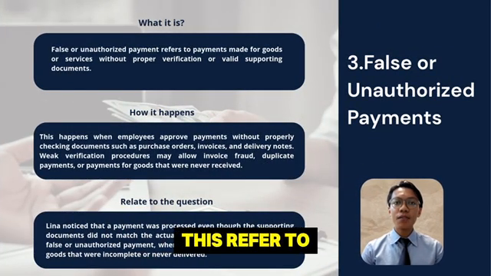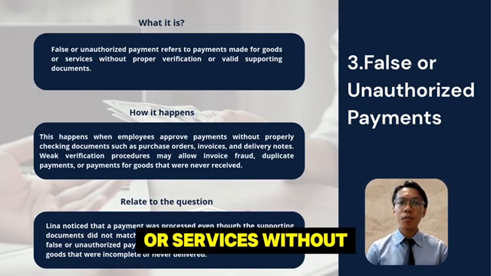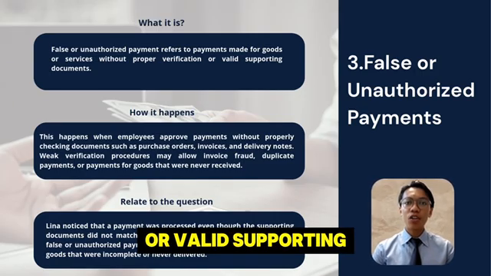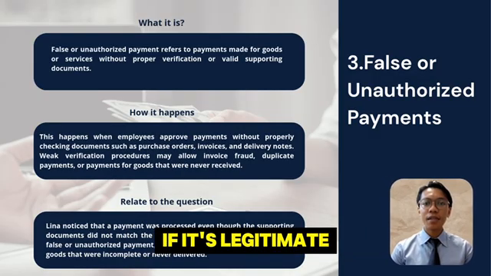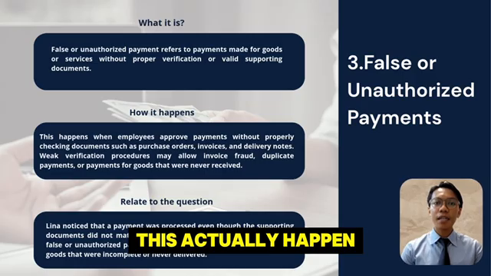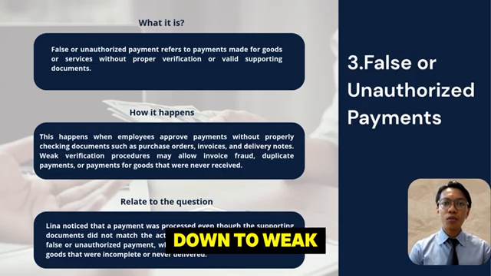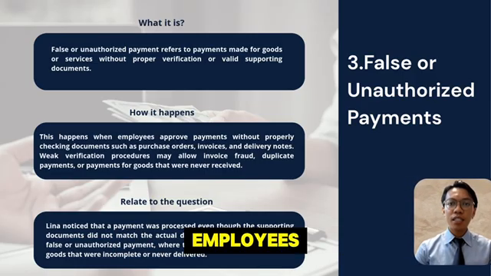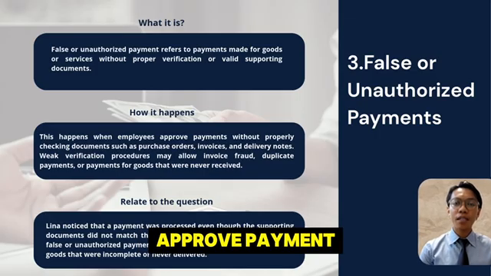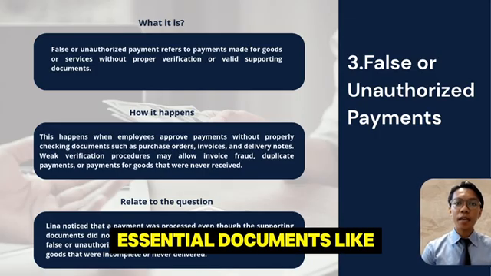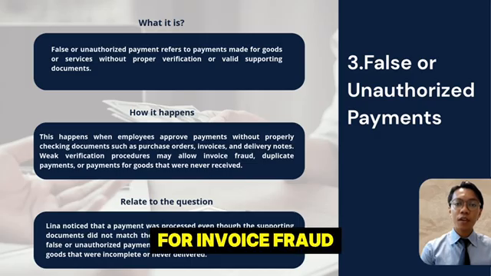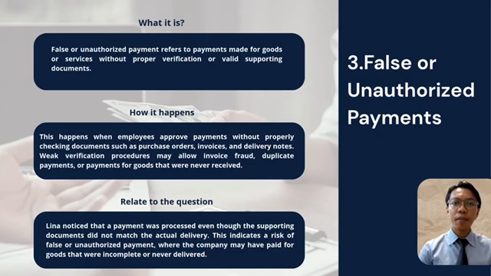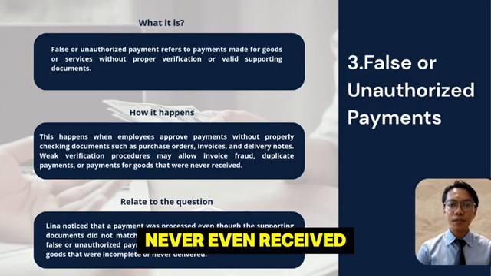In simple terms, this refers to any payment made for goods or services without proper verification or valid supporting documents. It's basically sending money out the door without double checking if it's legitimate. So, how does this actually happen in a company? It usually boils down to weak verification procedures. Employees might rush through the process and approve payment without properly checking essential documents like purchase order, invoice, or delivery notes. When these controls are weak, it opens the floodgate for invoice fraud, duplicate payments, or worse, paying for goods that the company never even received.